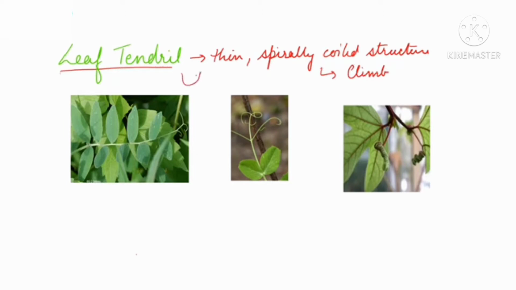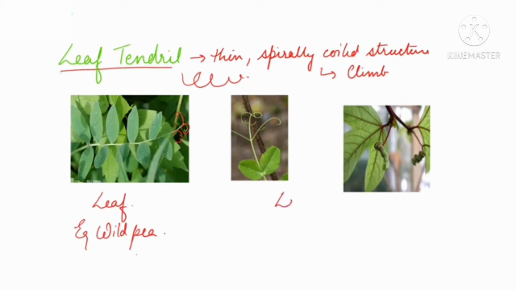So if the leaf tendril, that is the coil, touches any object, it coils around it. Is it clear? So what are leaf tendrils? In some weak stemmed plants, either the whole leaf or leaflet may be modified into a wiry coiled structure. That is a leaf tendril. What are the examples of these leaf tendrils?